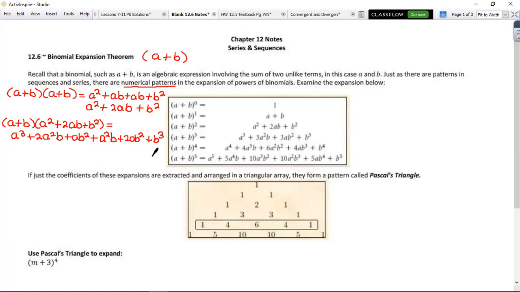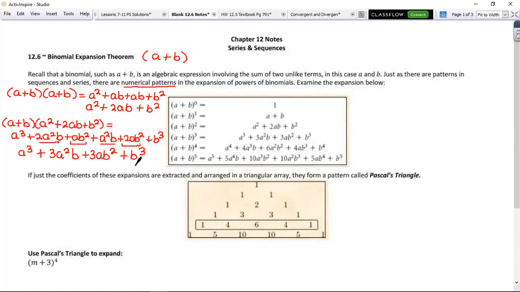And again, you're trying to draw your eye to a particular pattern with this. So if I combine like terms, I have a cubed plus, I have like terms here and here for a total of 3a squared b. I have like terms here and here for a total of 3ab squared and ending with b cubed. Okay, you guys see how the 3's are both inside there? So it goes 1, 3, 3, 1.